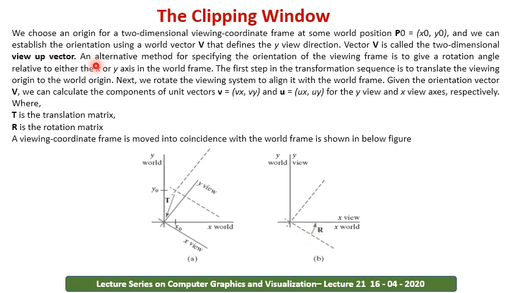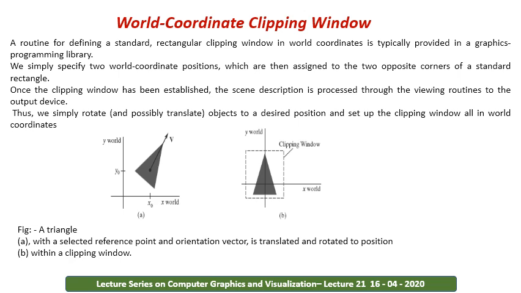So depending upon these two matrices, the viewing coordinate frame is moved into coincidence with the world frame. This viewing coordinate system is going to coincide with the world frame as shown below, so that now the world coordinates will be converted into viewing coordinates. Now we are going to extend this to the world coordinate clipping window.